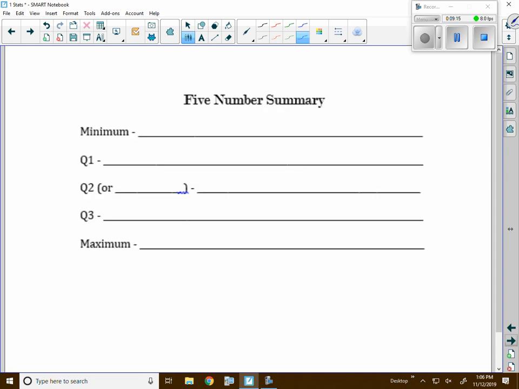All right, so when we do these for real life situations, our minimum is going to be our lowest number in our data set. Q1, again, that's the 25th percentile. Okay, what's Q2? What percentile? 50th, good.